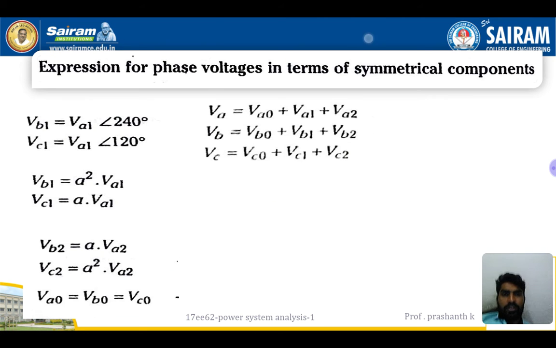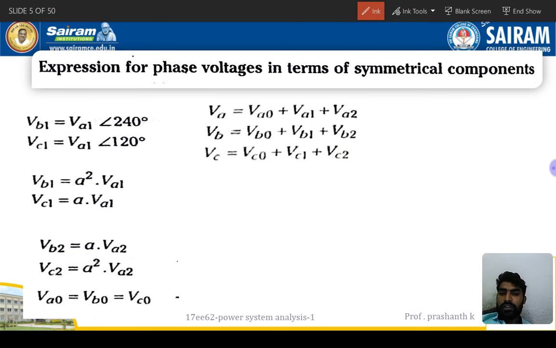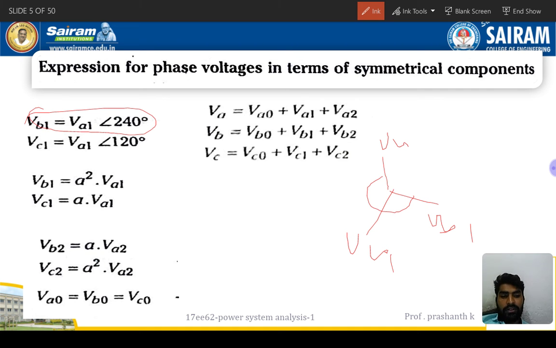So let's talk about your concepts. VB1 and VA1, in terms of VA1, that is 240. So VA1 is here, VB1 is here, and this is VC1. If you want VB1 with VA1 as the reference, 240 degrees is required, and for the other, 120 is required. So that's why VB1 is equal to a square VA1, where a square is 240 and a is 120.